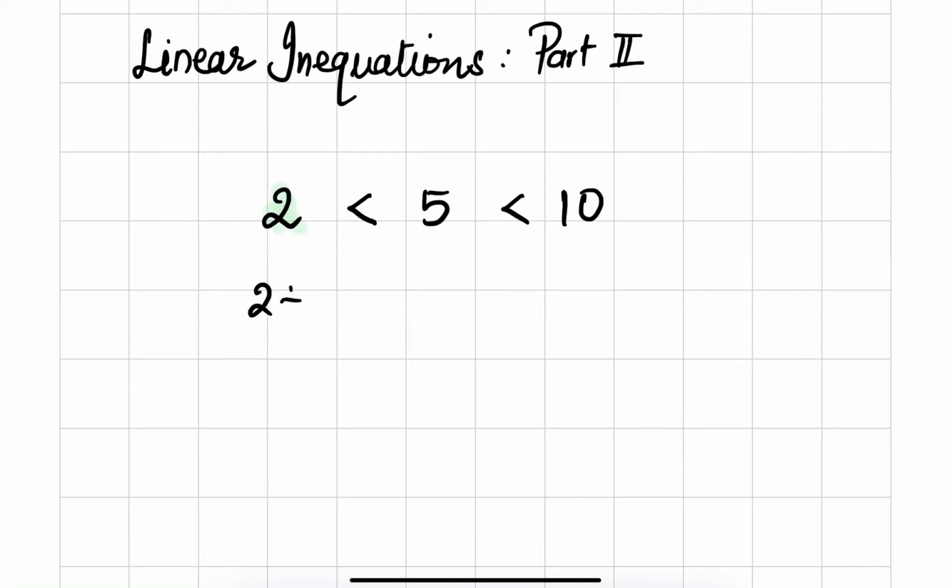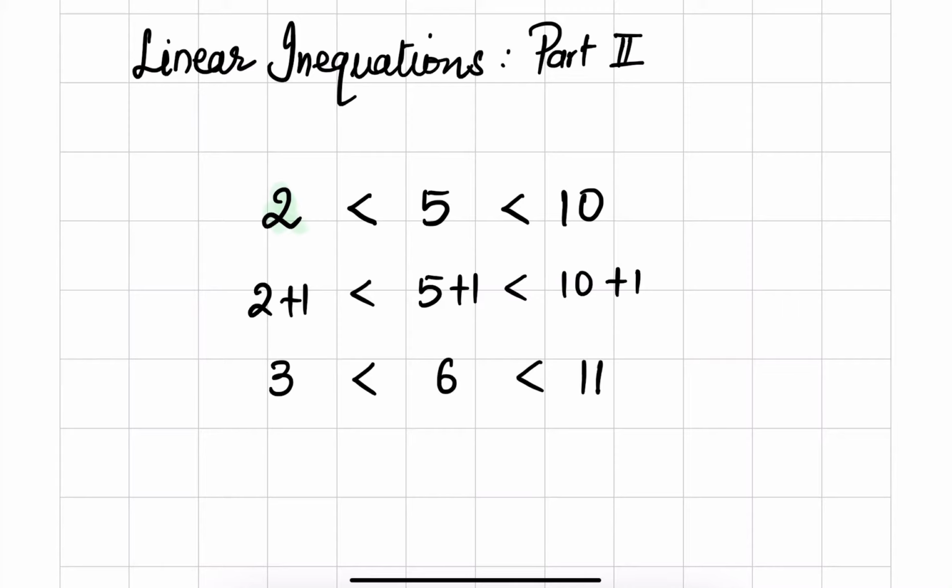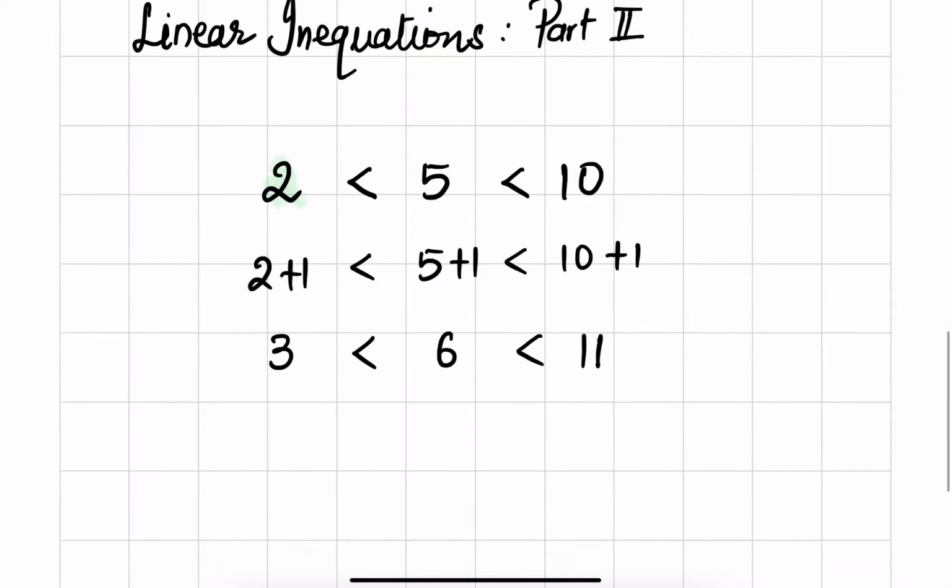So this will become 2 plus 1. Here we will have 5 plus 1. And here we'll have 10 plus 1, which means 3 will still be less than 6, which will still be less than 11. So if you add a common number to all of them, or even subtract a common number from all of them, the relationship is maintained.